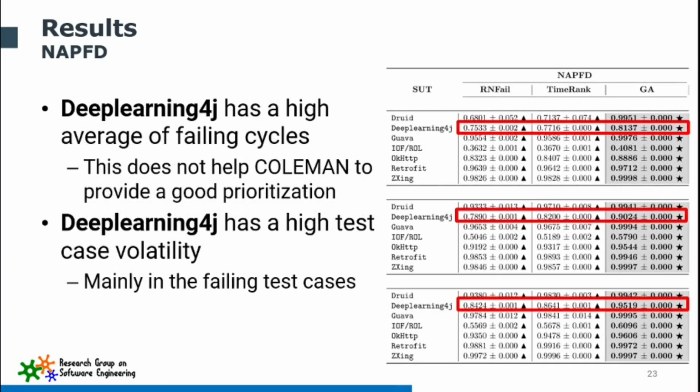Analyzing the correlation between NAPFD and system characteristics, we observe that Deeplearning4j has a high average of failing cycles. However, this alone does not help COLEMAN to provide a good prioritization. Because of this, we analyzed other relevant characteristics that may impact the prioritization, such as test case volatility. In such a system, we observed a high test case volatility, mainly in the failing test cases, which consequently hindered the prioritization. Such behavior also impacted the GA performance.